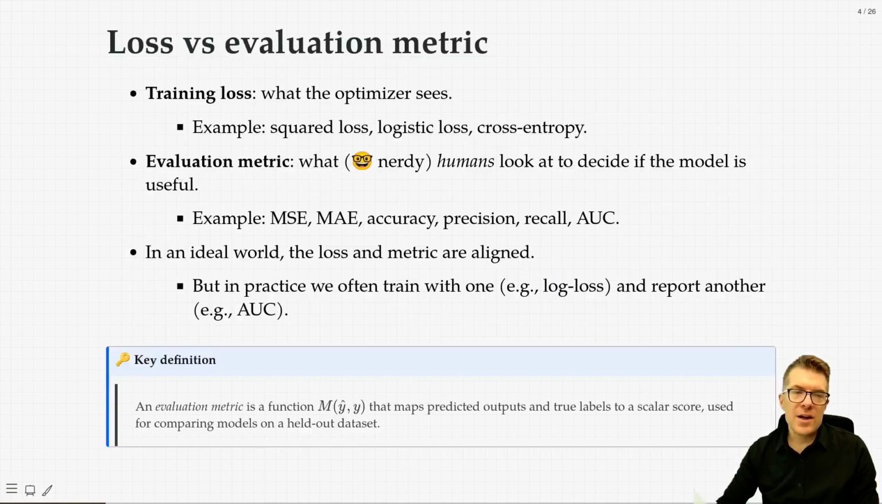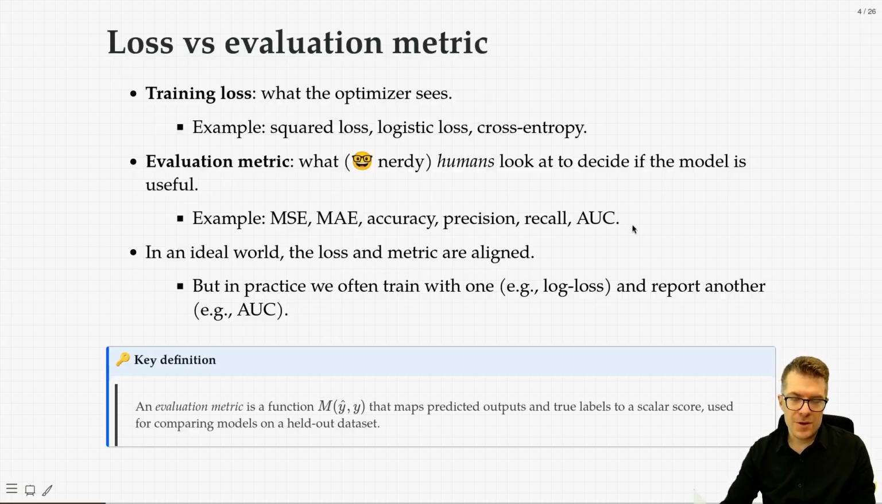So a training loss is what the optimizer sees. We've talked about square loss, logistic loss, and cross-entropy in previous modules. However, what humans see, especially the nerdy ones like us, is going to be an evaluation metric to help us decide if the model is actually going to be useful for our use case. So mean squared error, mean absolute error, accuracy, precision, and so on. These are all things we've talked about a little bit before. And we'll talk about AUC later today.